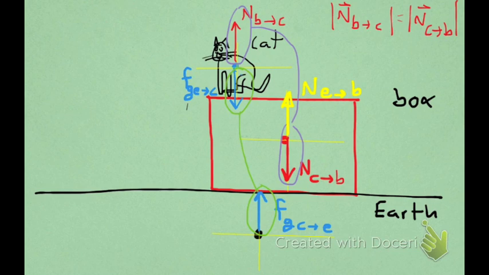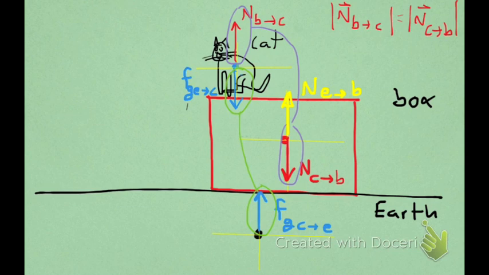Now we're done with the forces acting on the cat. Now let's move on to the box. We already have one of the forces acting on the box. Another one is due to the contact between the box and the floor, the surface of the Earth. Since there is a contact between these two objects, there must be a normal force between them.